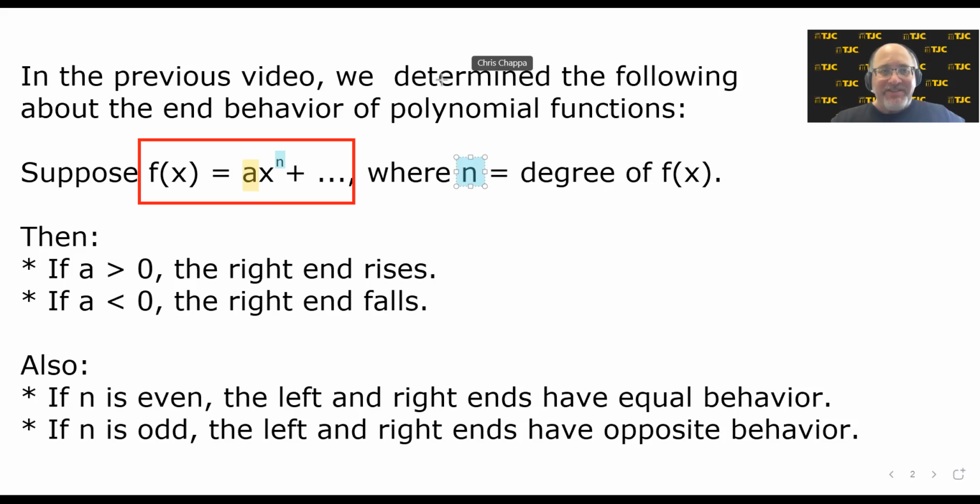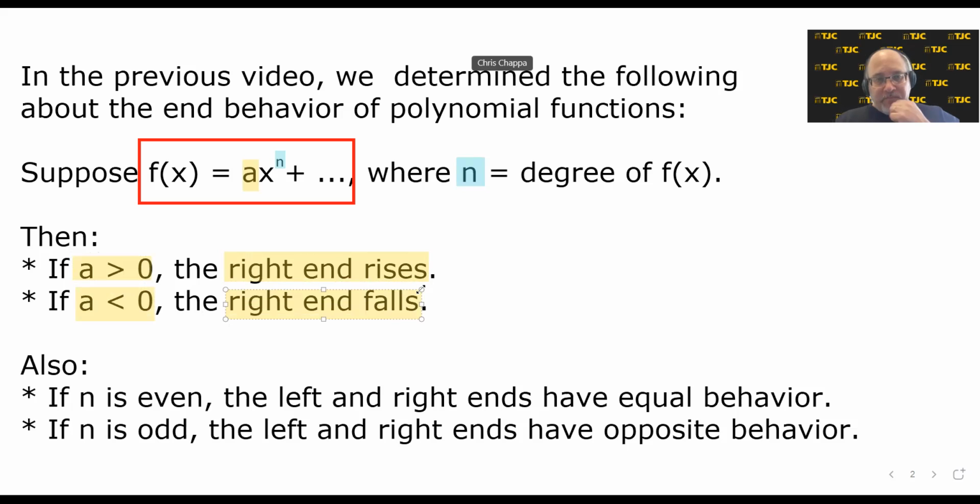The first thing we can say depends on whether a is positive or negative. If a is greater than 0, then the right end rises. And if a is less than 0, then the right end falls. In other words, if the first term is your highest powered term, it doesn't even have to be the first term, but the sign in front of the highest powered term tells you the direction the right end points.